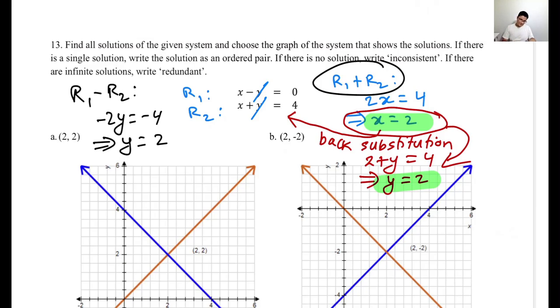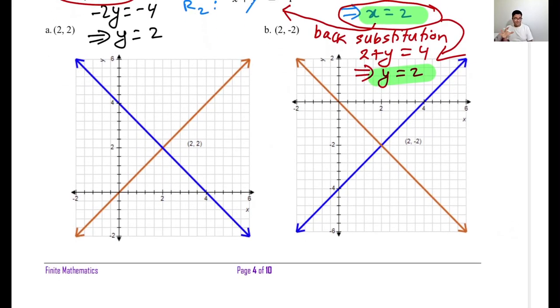The other method is to do some other row operations to eliminate another variable. Adding R1 and R2 eliminates Y. Subtracting R1 and R2 eliminates X. So you do different row operations to eliminate different variables until you have a value for each of them individually. Keep all of this in mind when we do the matrix version of these solutions later. It's going to be doing the same thing but in matrices.